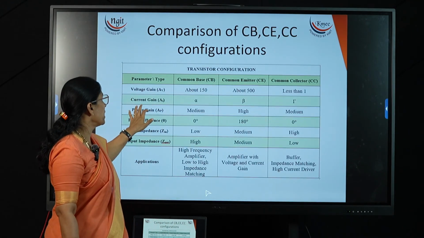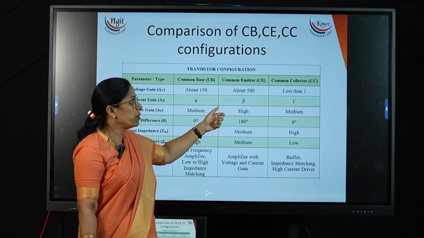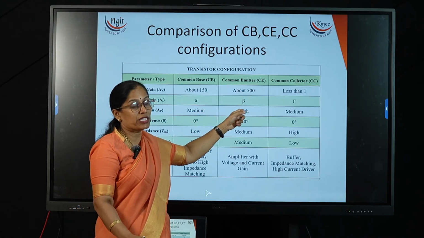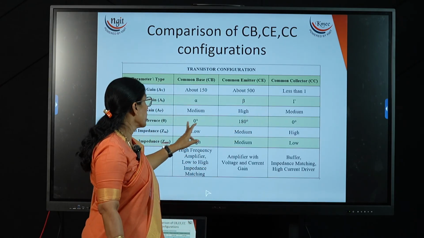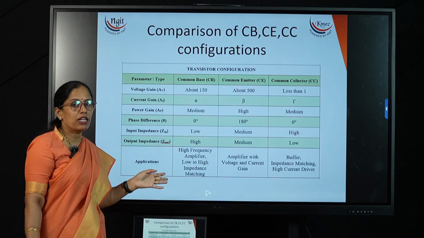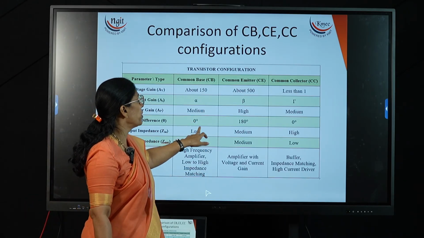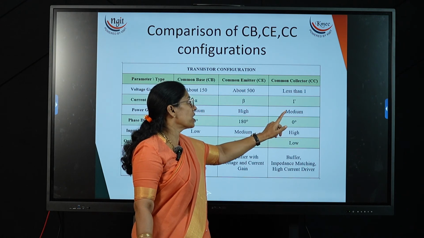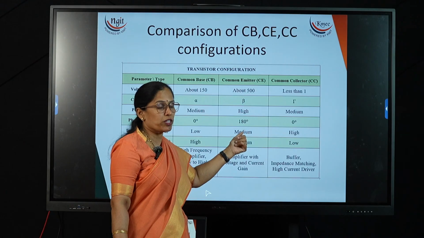Similarly, current gain is alpha, beta, gamma. Alpha is less than 1, beta is around 100, or you can say 50 to 500, and gamma is almost equal to beta. And for phase difference, when we apply the signal at the input, we don't get any phase difference at the output in the common base and the common collector, but in the common emitter we get a 180 degree phase shift.